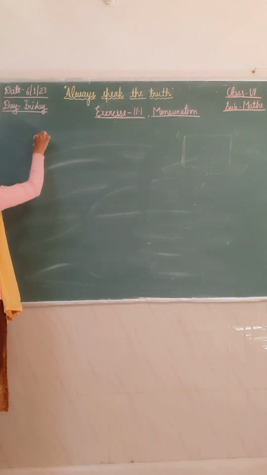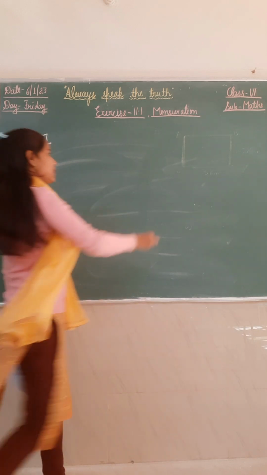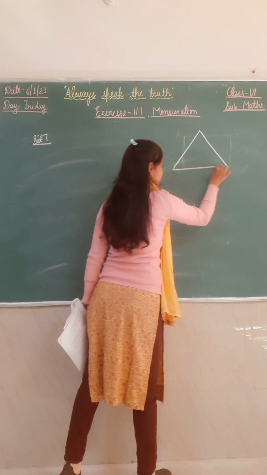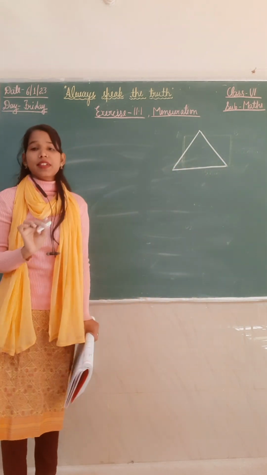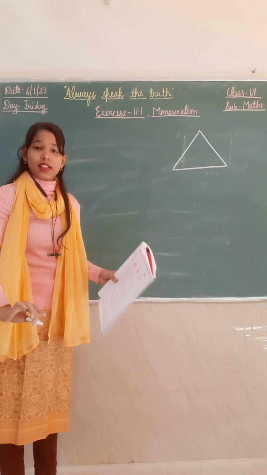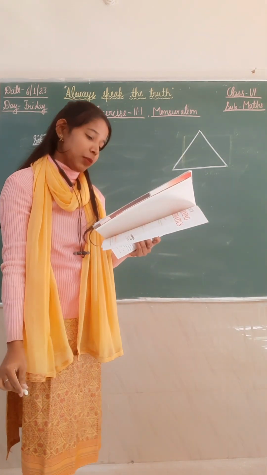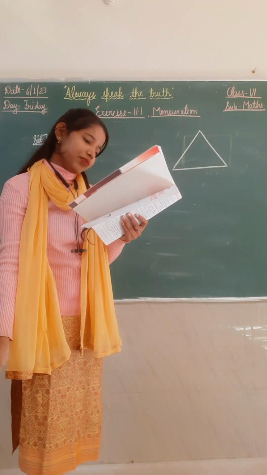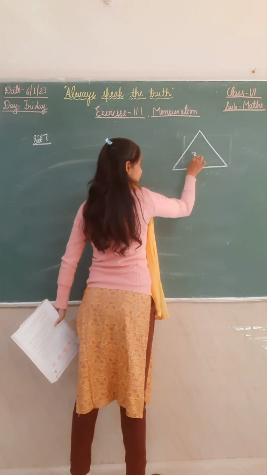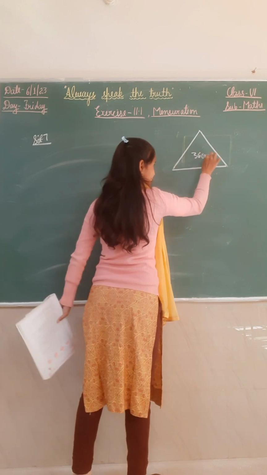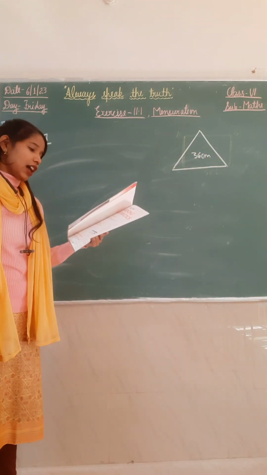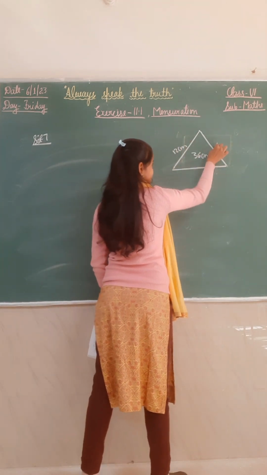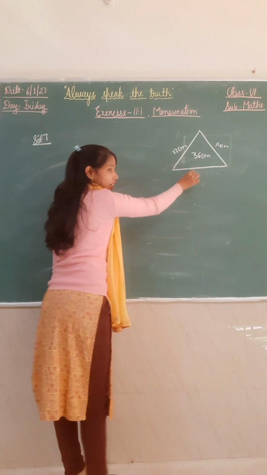Solution number 7. Class, look at here. This is a triangle. And the perimeter of the triangle is given. That means the sum of three sides is given. That is perimeter. So the perimeter is 36 centimeter. And two sides are already given, 12 centimeter and 14 centimeter. This is 12 centimeter and this one is 14 centimeter. And we have to find the third one.